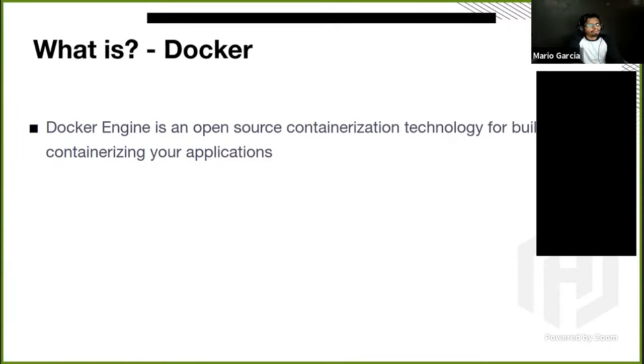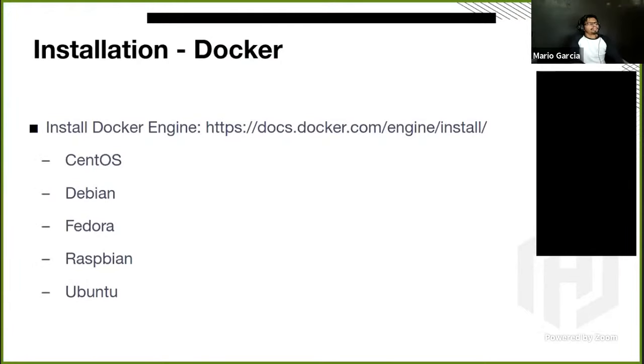And we can use Docker also for configuring our environment. It's an open source containerization technology for building and containerizing your applications, and that's what we will be talking about later. You can find installation instructions for Linux. Some of the Linux distributions that are covered in the official documentation are those listed here, including Raspbian, that is a Linux distribution for Raspberry Pi.